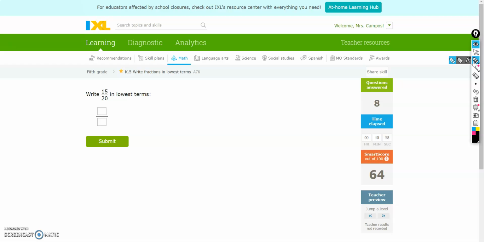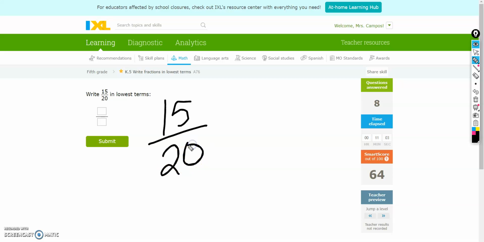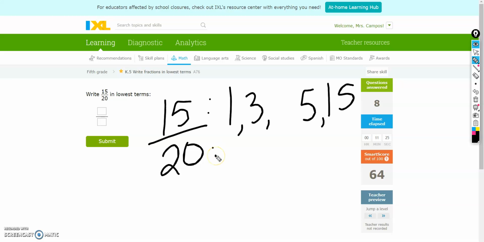Okay, now this one, you can't divide by 15. You can't divide 20 by 15. So the factors, I'm going to do 1 and 15. 2 doesn't work because it's not even. I'm going to try 3 times 5. Knowing your multiplication really helps with this. 4 doesn't work. And then I'm to the other side with the 5. So for 20, 1 and 20, 2 and 10, 3 does not work because if I skip count, I'm not going to get to 20.